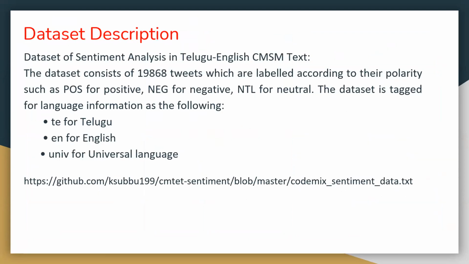Coming to the dataset description: dataset of sentiment analysis in Telugu-English code-mixed social media text. The dataset consists of 19,868 tweets, which are labeled according to their polarity, such as POS for positive, NEG for negative, and NEU for neutral. The dataset is tagged for language information as follows: TE for Telugu, EN for English, UNIV for universal language.